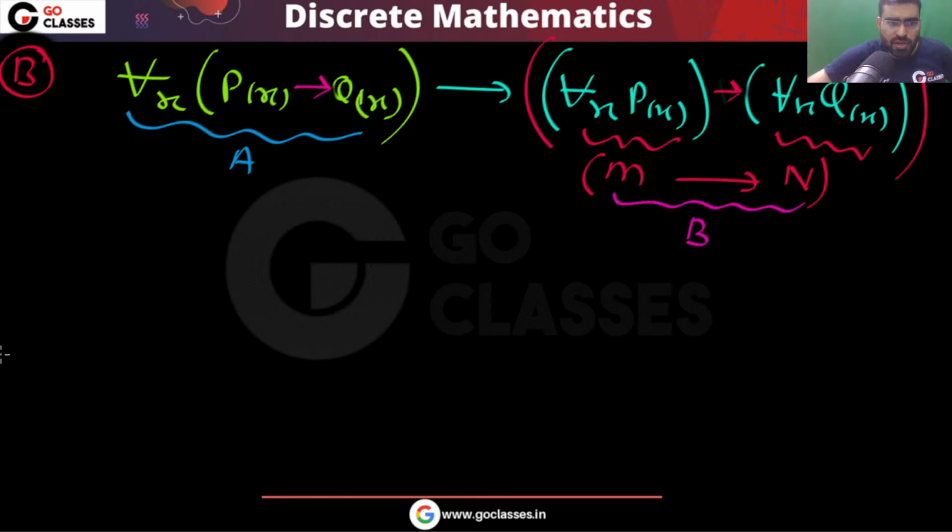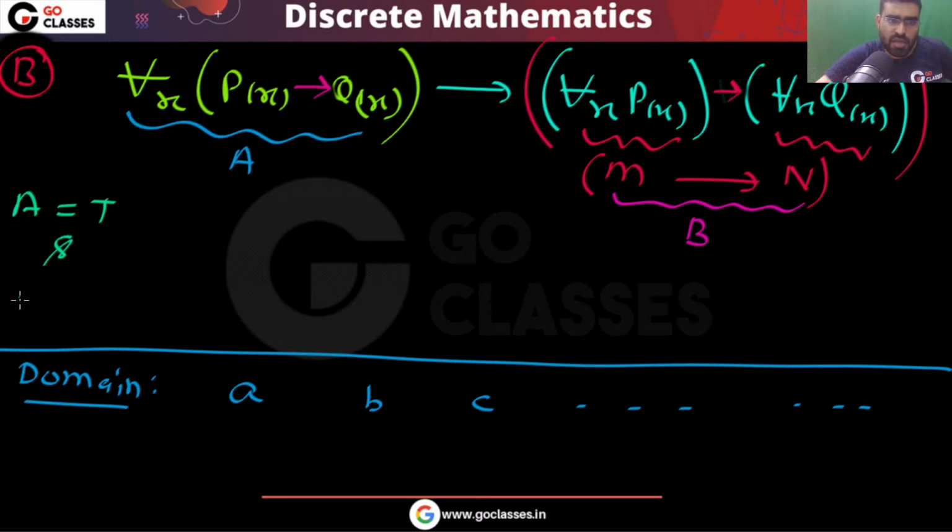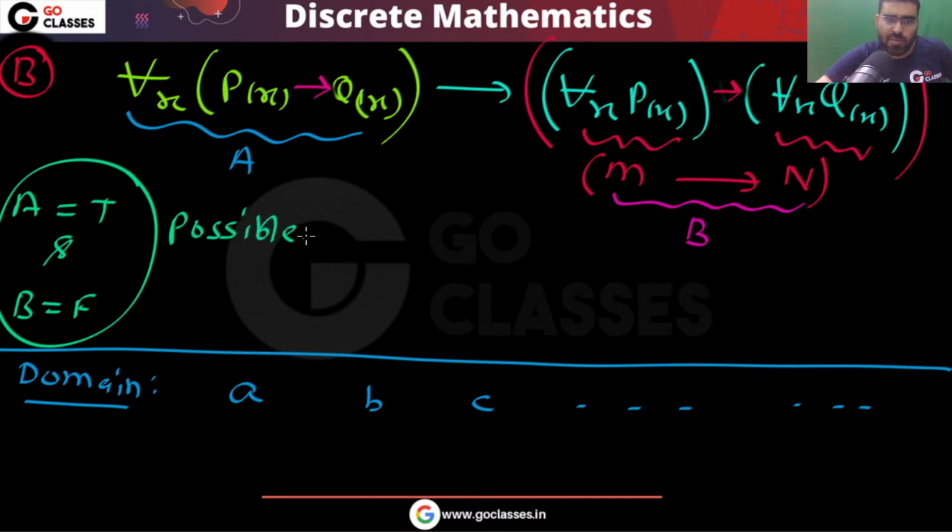Now you take a domain. Again, very simple method. All you have to do is just take a domain. The domain you can take is, for example, a, b, c, and so on. Now what you have to do? Tell me, in this situation, is it possible that A is true and B is false? A is true and B is false. Is it possible? A simple question I am asking. So you tell me, very simple question.